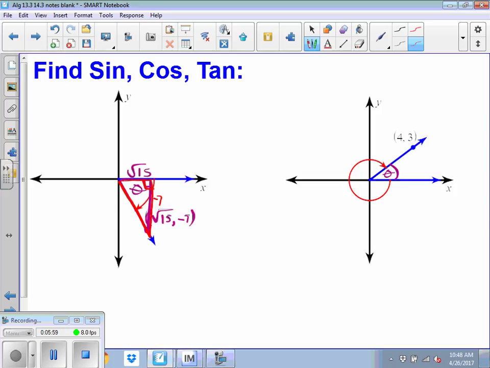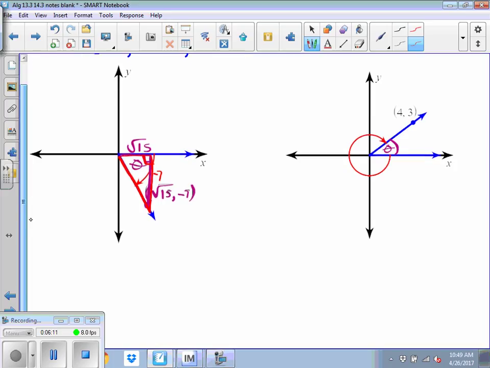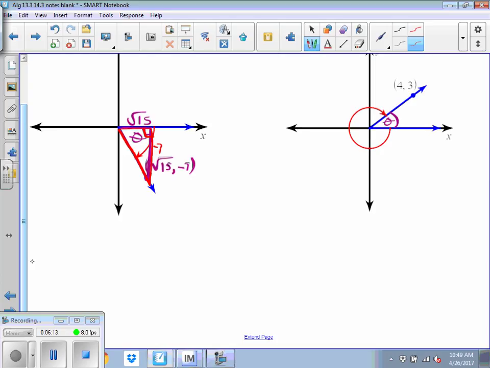So for all of these problems, you're going to be missing the hypotenuse, which is the same thing as the radius. So you have to use the Pythagorean theorem to go find it. We have square root of 15 and negative 7, and we need this. So you say negative 7 squared plus square root of 15 squared equals c squared. Or you can put r squared, or h squared, however you want to represent that.